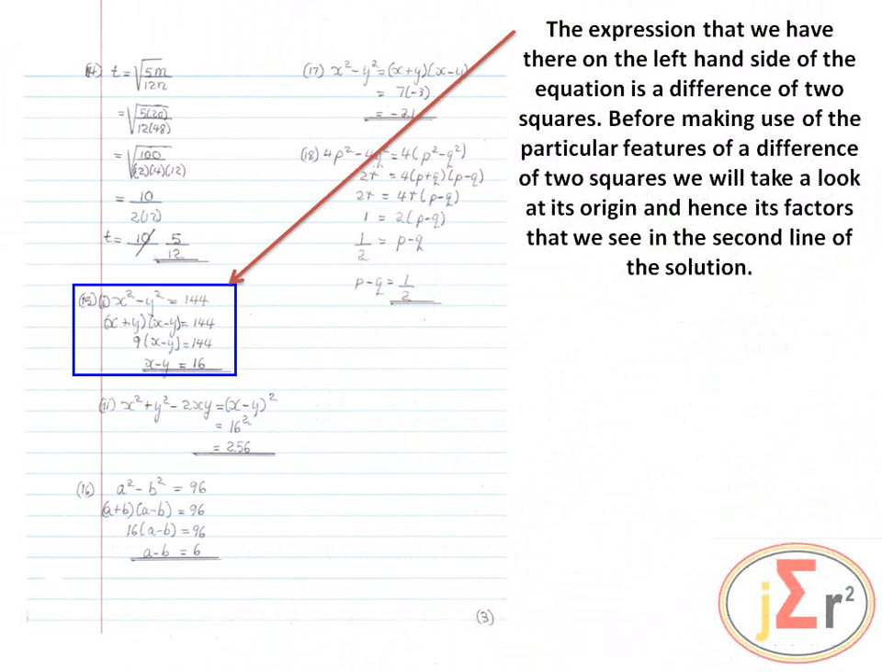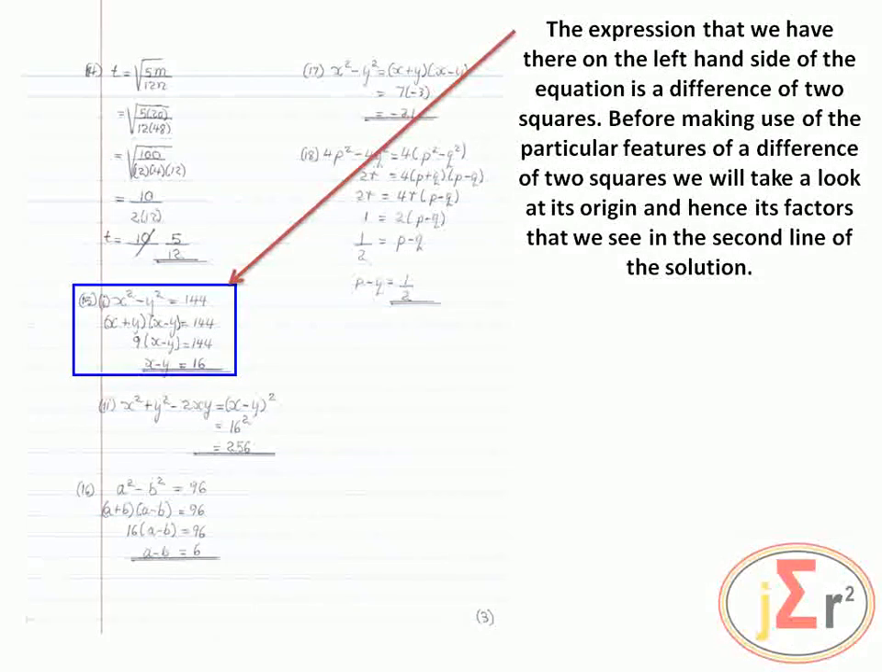The expression that we have there on the left hand side of the equation is a difference of two squares. In this particular case, we are given a difference of two squares. x squared minus y squared is equal to 144. We are further given information that x plus y is equal to 9, and we are therefore required to find x minus y, the value of x minus y.